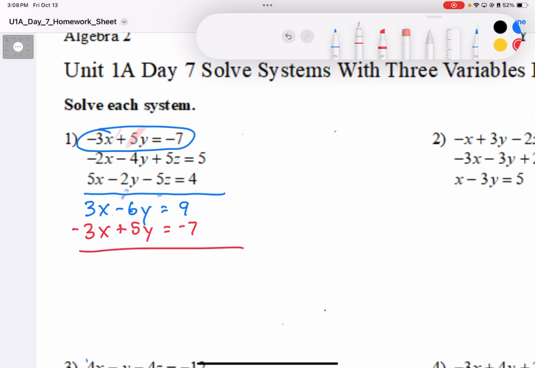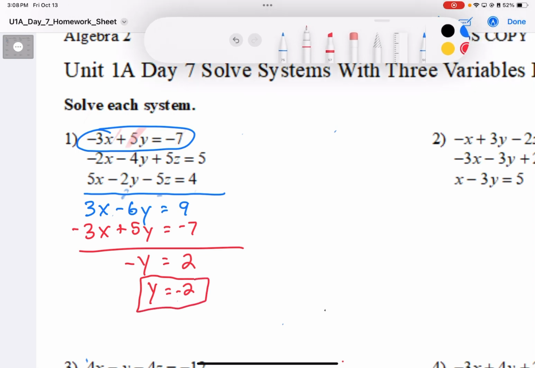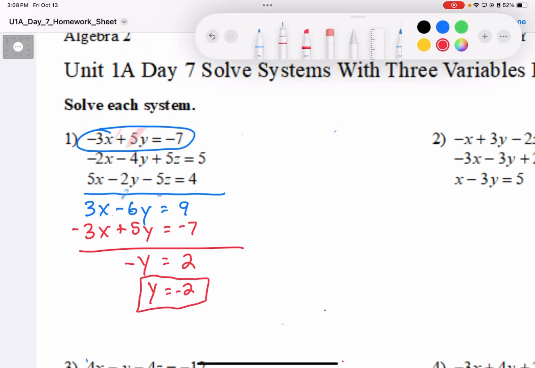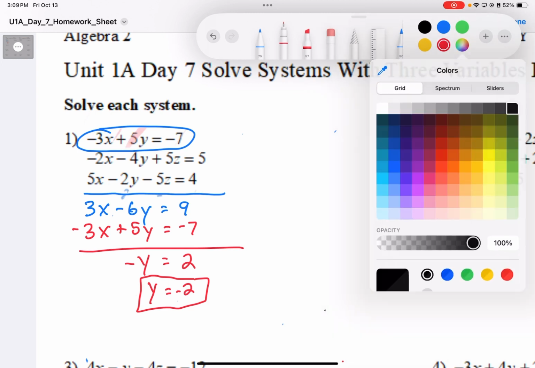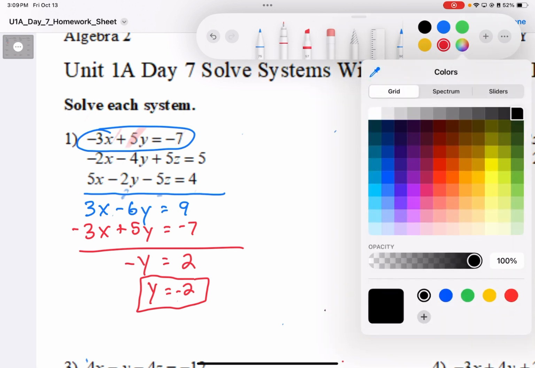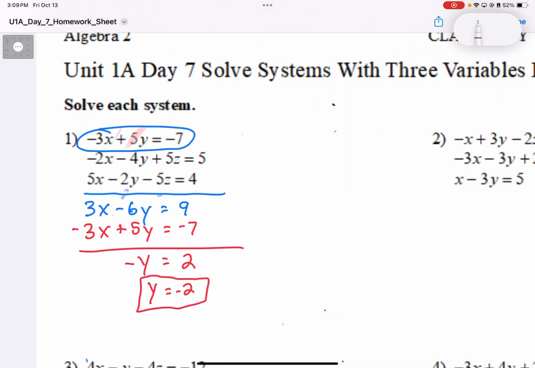3x minus 3x, nothing. Negative 6y, that's negative y equals 2. So y equals negative 2. Did I do something wrong? I may have spoken really fast, but I think I got it right. So I know my y value. Because I know my y value, I'm going to go ahead and plug it into that one.